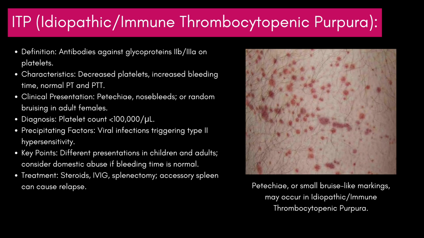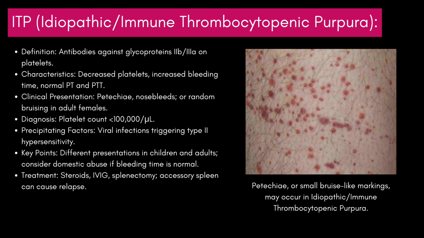Let's start off by taking a look at ITP, also known as idiopathic or immune thrombocytopenic purpura. Definition: antibodies against glycoproteins 2b or glycoproteins 3a on platelets. Characteristics: decreased platelets, increased bleeding time, normal PT, prothrombin time, and PTT, partial thromboplastin time. Clinical presentation: petechiae, nosebleeds, or random bruising in adult females. Diagnosis: platelet count less than 100,000 per microliter. Precipitating factors: viral infections triggering type 2 hypersensitivity.